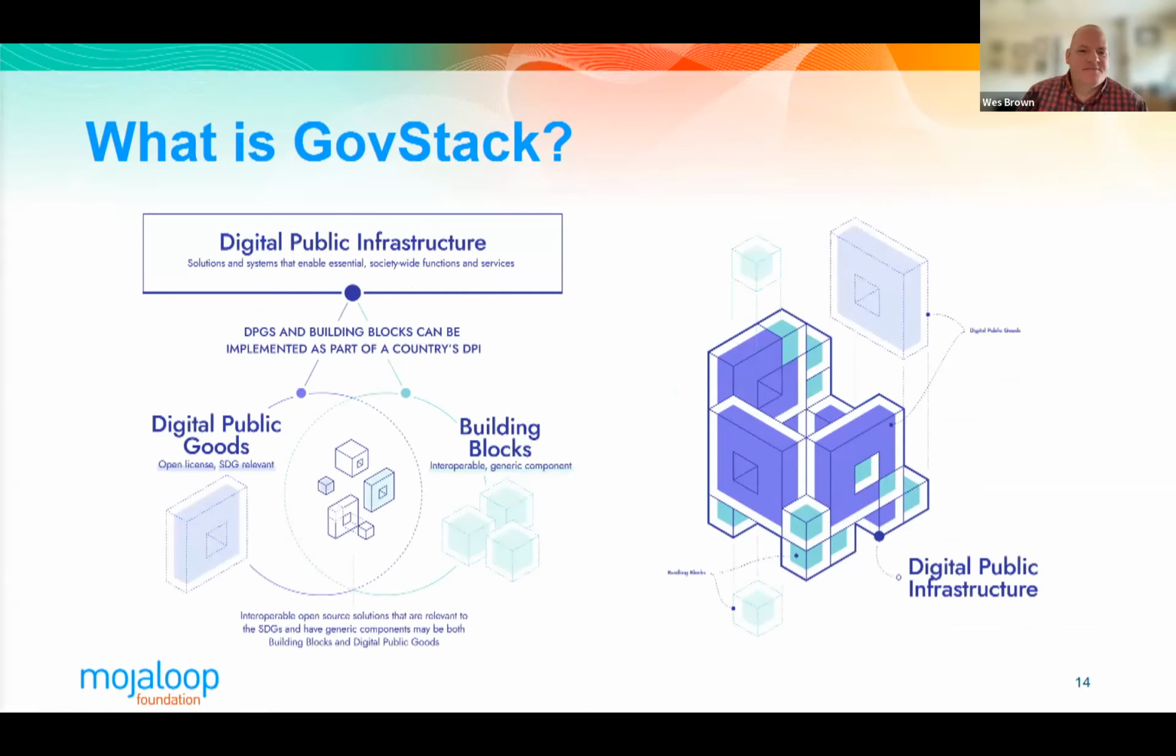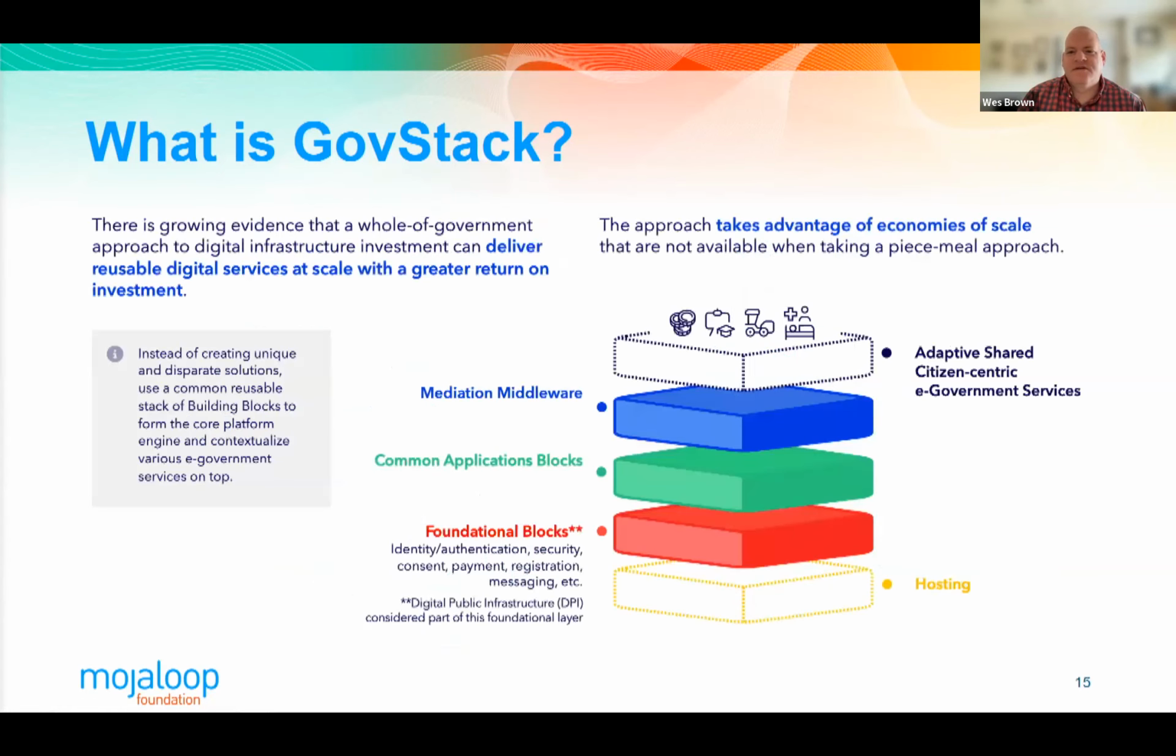There we go. It's probably looking very small for you that are sitting in the back of that nice room that you have there. What you see here is this idea of how we have these building blocks and digital public goods that come together to help facilitate and in some cases provide that digital public infrastructure. If you go to the next slide, I'll wait for that to show up. There we go.